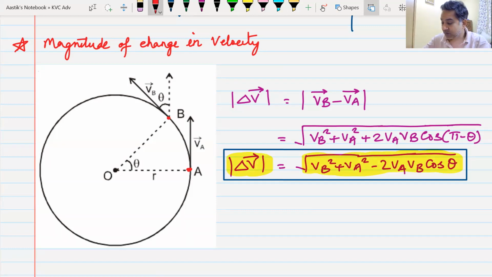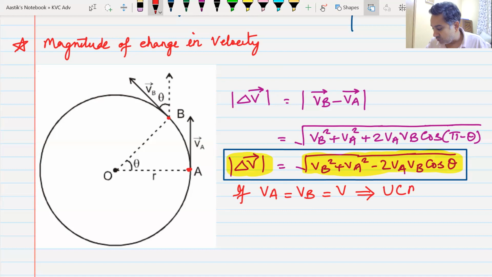Now, you can do a special case if the magnitude of VA is equal to magnitude of VB, which is equal to V. So I am talking about a motion where the magnitude of velocity does not change, or it is moving with uniform speed. That means I am talking about UCM. Do we understand this? Yes, sir.